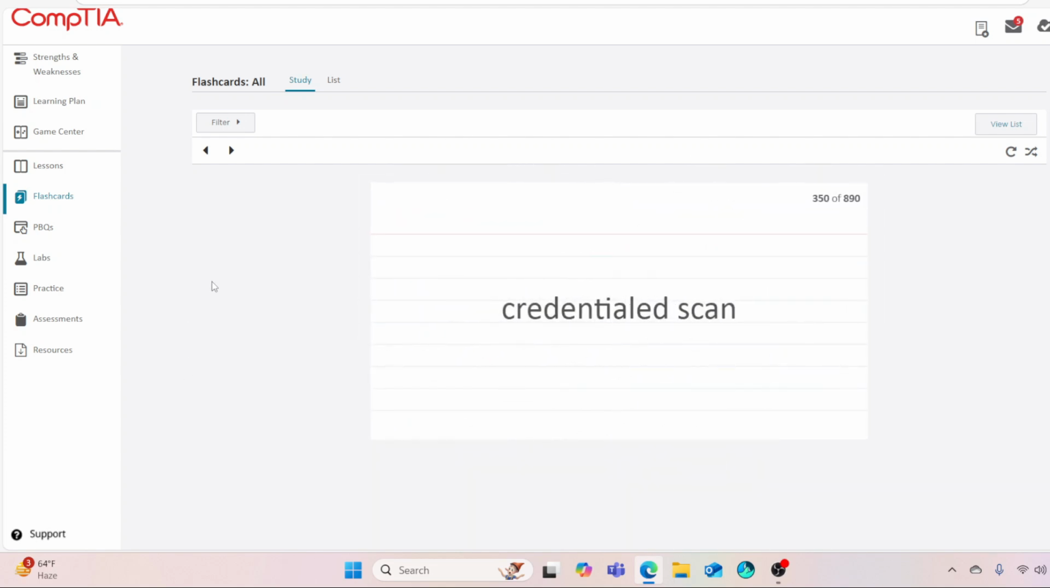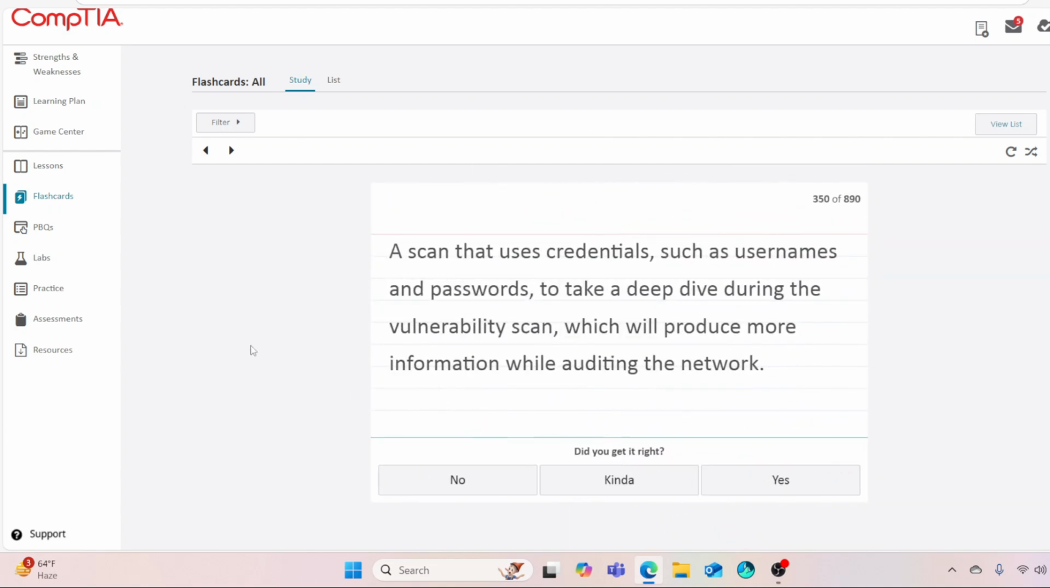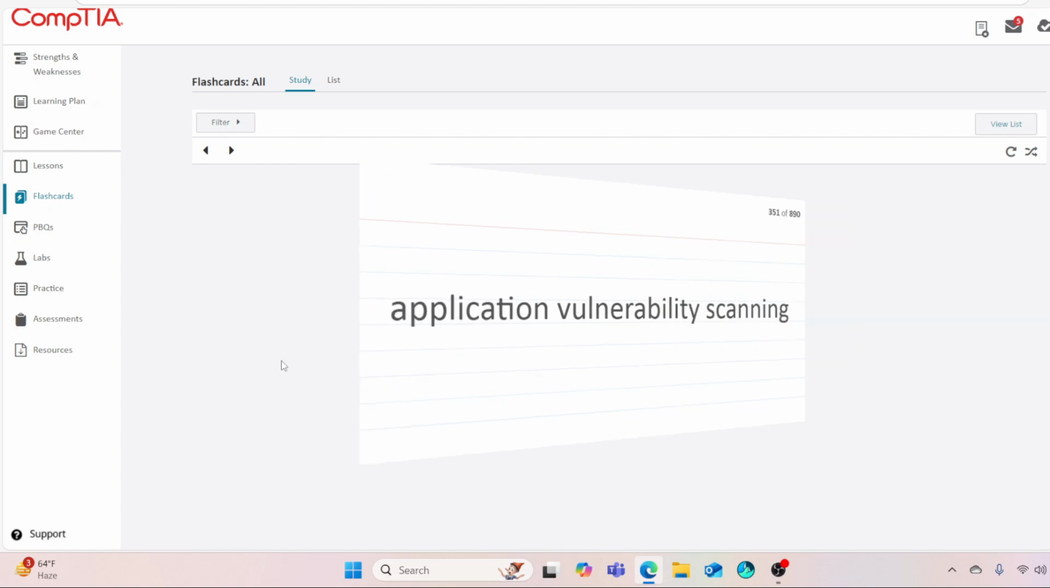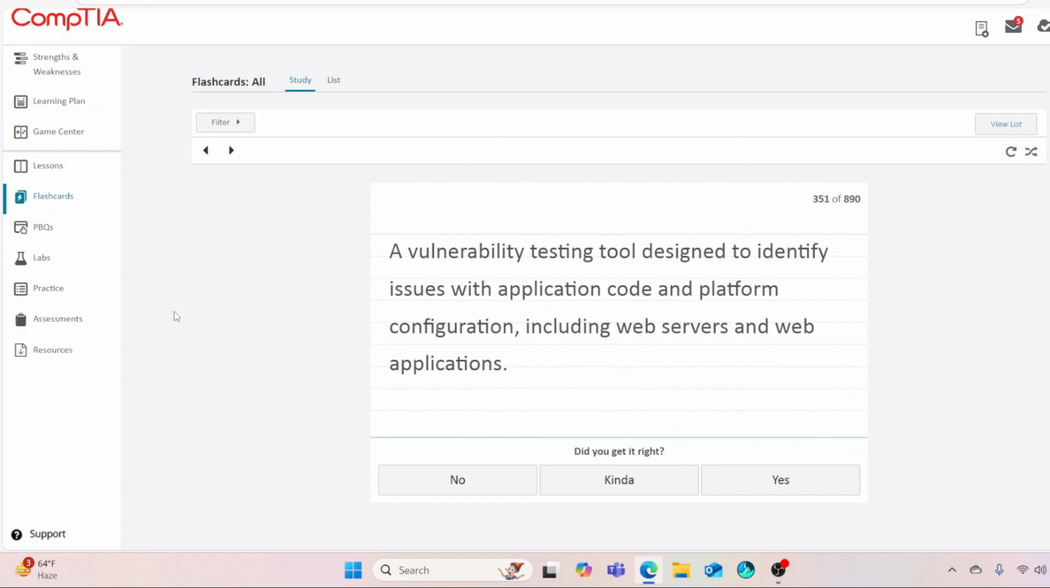Credentialed scan. A scan that uses credentials such as usernames and passwords to take a deep dive during a vulnerability scan, which will produce more information while auditing the network. Application vulnerability scanning. A vulnerability testing tool designed to identify issues with application code and platform configuration, including web servers and web applications.